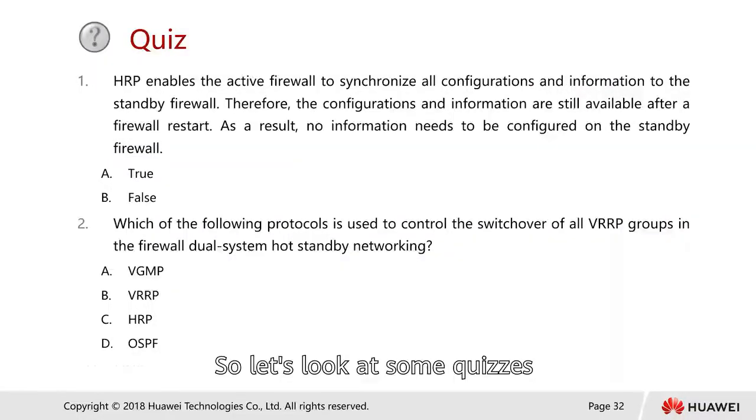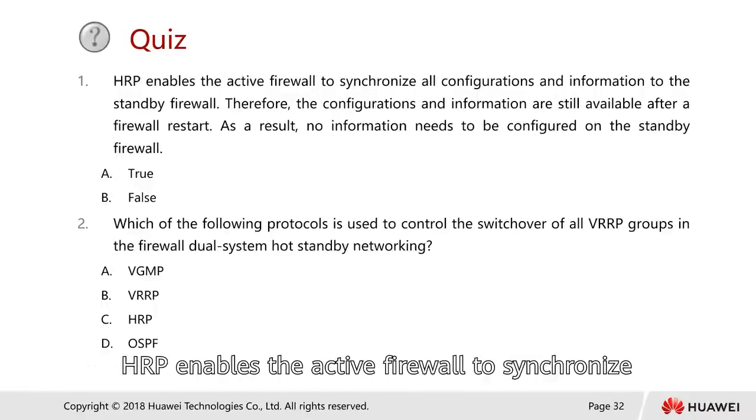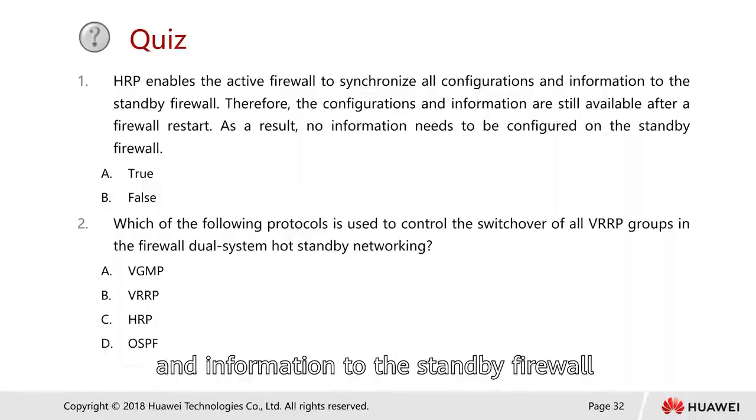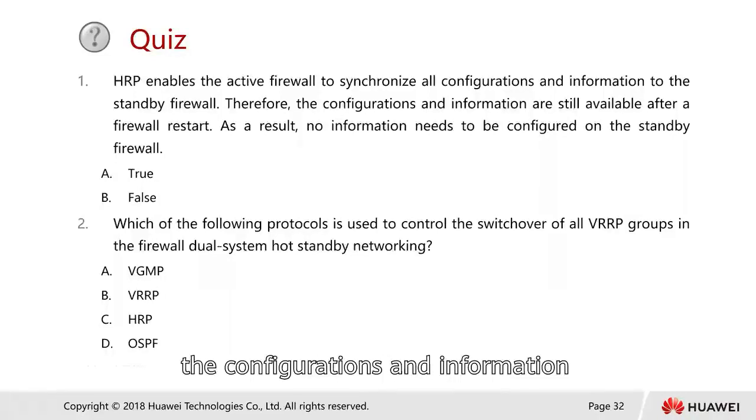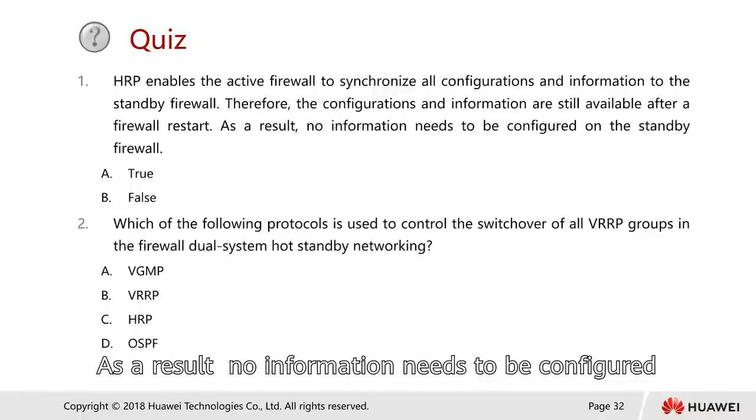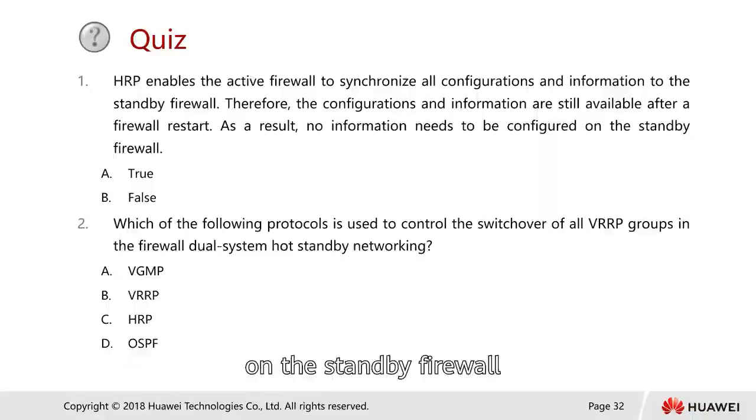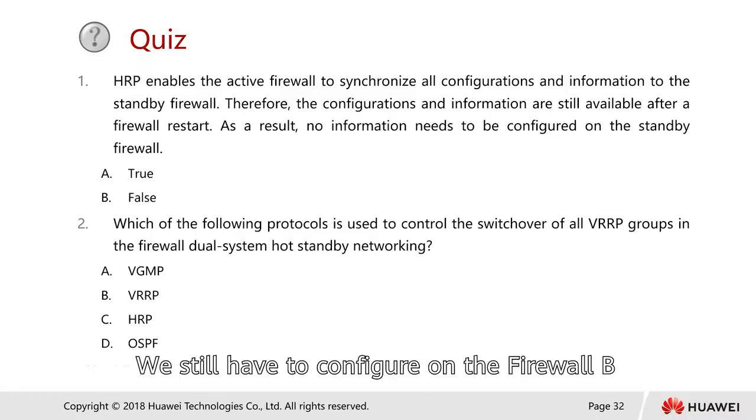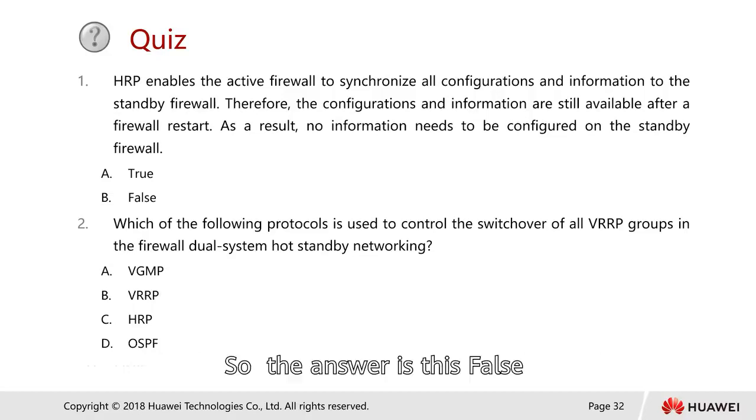All right, so let's look at some quiz. First question: HRP enables the active firewall to synchronize all configurations and information to the standby firewall. Therefore, the configuration and information are still available after a firewall restart. As a result, no information needs to be configured on the standby firewall. So what do you think the answer is? Unfortunately the answer is false. We still have to configure on firewall B, so the answer is false.